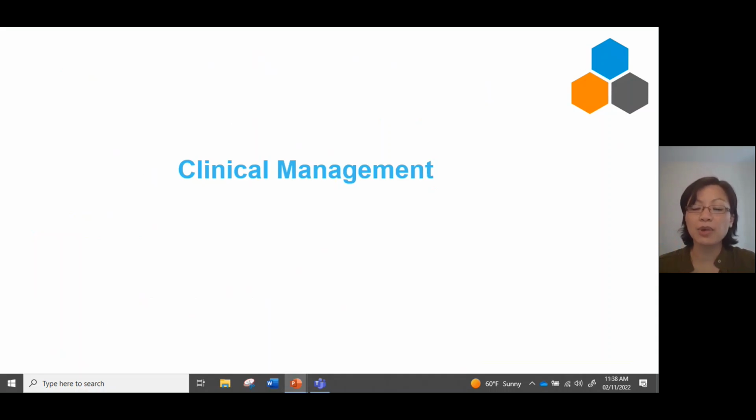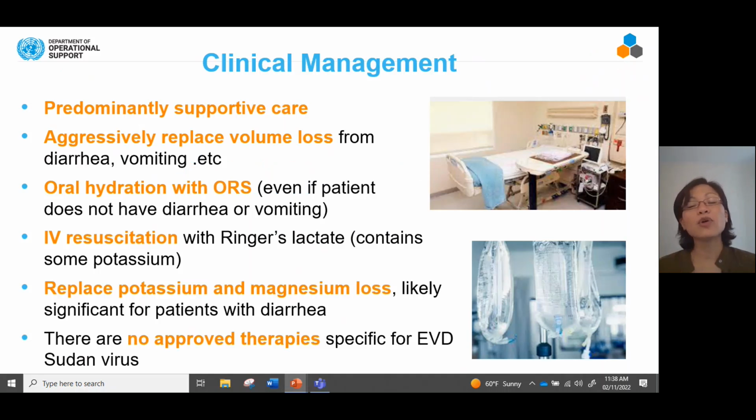Okay, let's move on to the last part, which is about clinical management. So unfortunately, clinical management of Sudan strain is predominantly supportive. There is no directed, targeted treatment for the virus right now. Some things that you should take note of is that you want to aggressively replace volume loss. You should give them oral hydration with ORS, even if they haven't started vomiting or diarrhea.